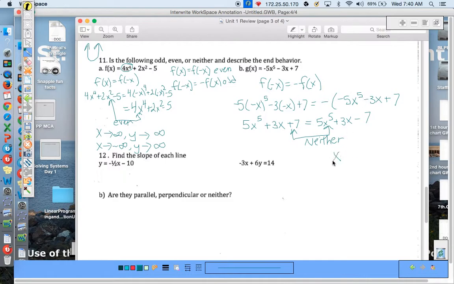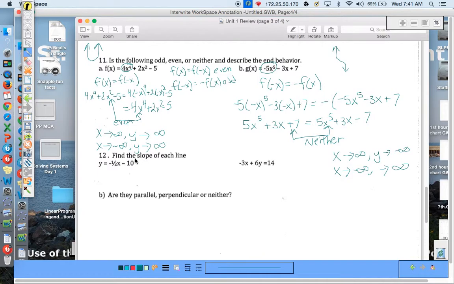And then that end behavior, as x goes to infinity, as x goes to negative infinity, what does our y go to? Well, again, we know it's odd, so it's going to end this way because of that negative. So as x goes to infinity, y goes to negative infinity. As x goes to negative infinity, backwards, y is going up to positive infinity.